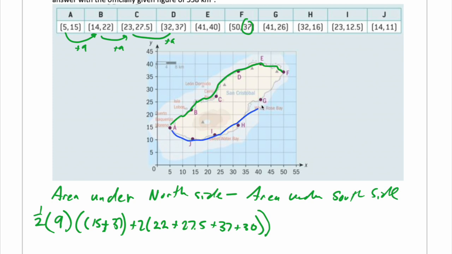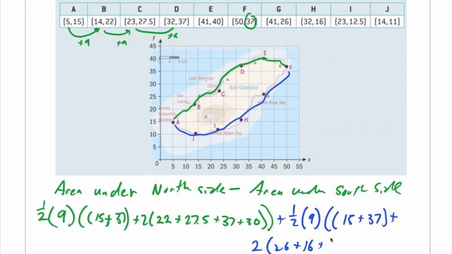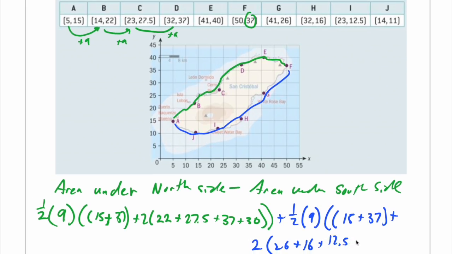And on the bottom curve, we again start with A, and we're also going up by the same amounts, 9. And so it's going to be 15 plus, this is going to be the same, this part. And I don't have much room to finish it, but we need to add on 2 times all those y values. So starting with the J, I guess, 26 plus 16 plus 12.5. And is that it? 1, 2, did I miss one? I kind of went backwards here, I guess. G, H, I, and then J, yes, J as well.